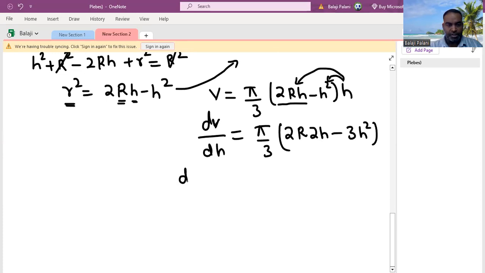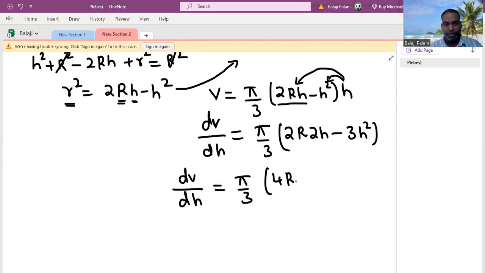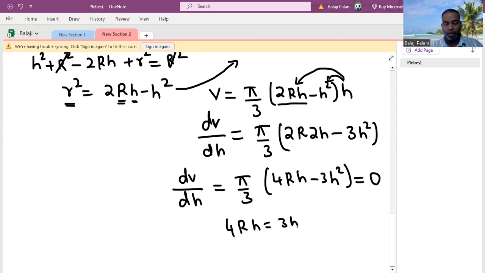Now, I'm going to arrange this and equate it to 0. dV by dh is equal to pi by 3 (4rh minus 3h square). And the question goes like this. We are going to equate this to 0 to get the values of h. So 4rh will be equal to 3h square on equating this above equation to 0. So you can get rid of 1 h by cancelling it. So h is equal to 4r by 3. This is the relation between height of the cone and radius of the sphere.